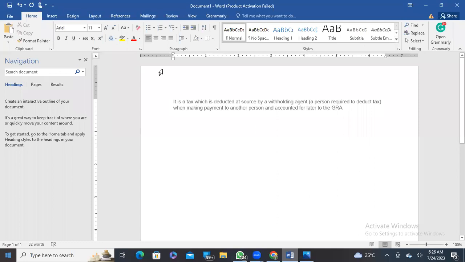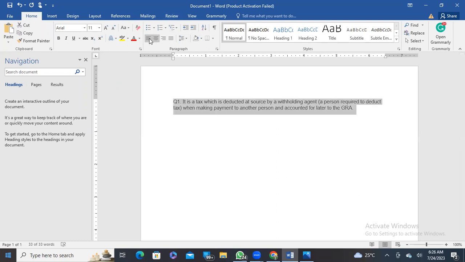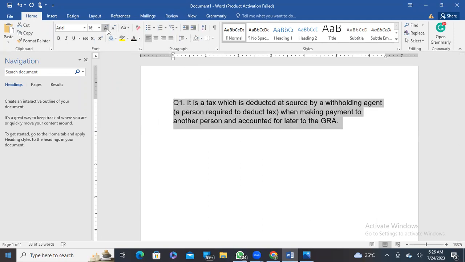So if you are asked what is a withholding tax, I'll write this one. Question one. It's a tax which is deducted at source by a withholding tax agent. And when we talk of a withholding tax agent, it's a person required to deduct tax when making payment to another person and accounted for later to the Ghana Revenue Authority. So all what I said is just a simpler explanation to it.